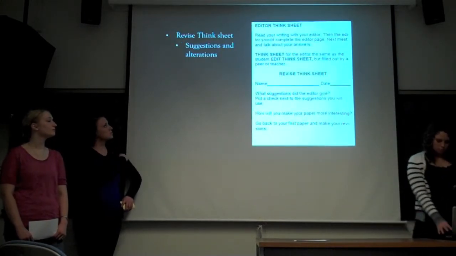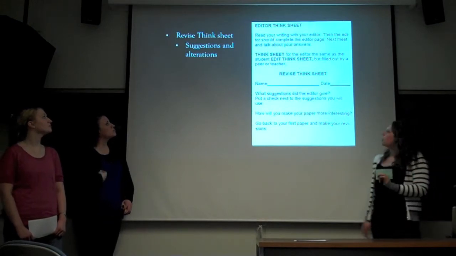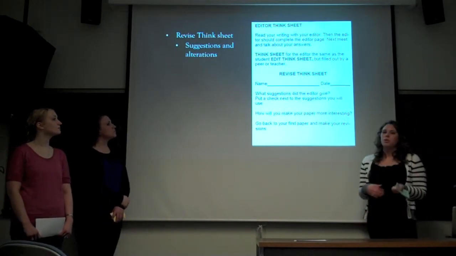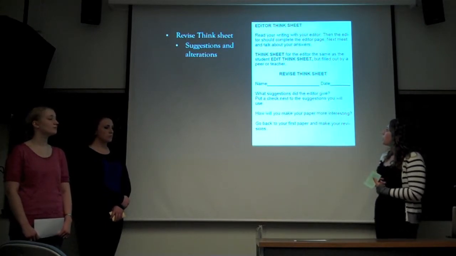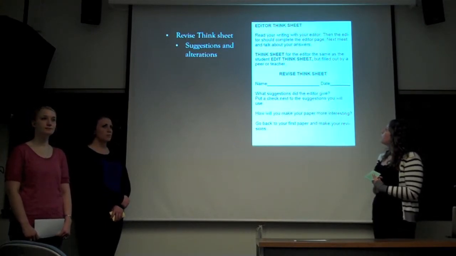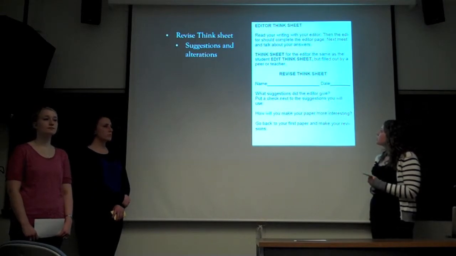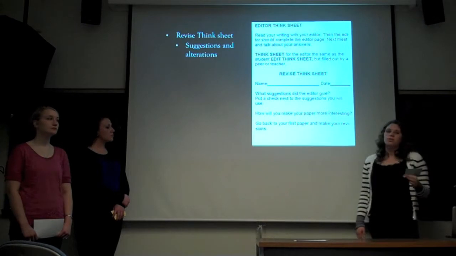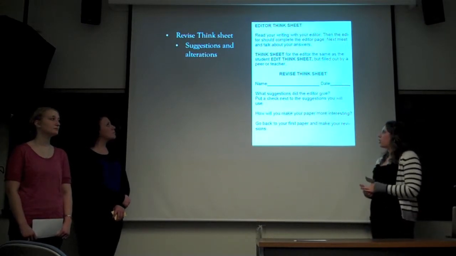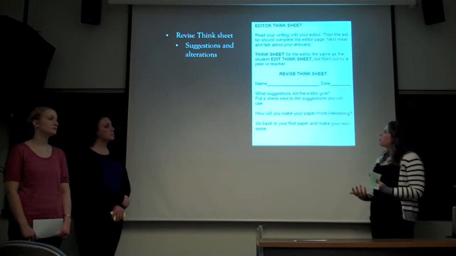And the last one is a revised think sheet that they would do with a partner or the teacher. So they would have somebody else read their writing and go through it with them and talk about what they need to fix. And then the revised part is at the bottom, and it just has them go through the steps of what they talked about with their partner and what they can fix to make their writing stronger.